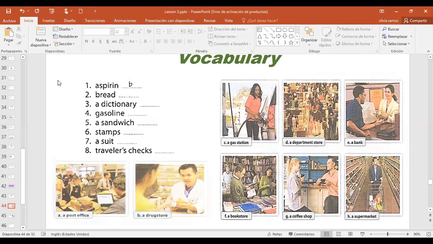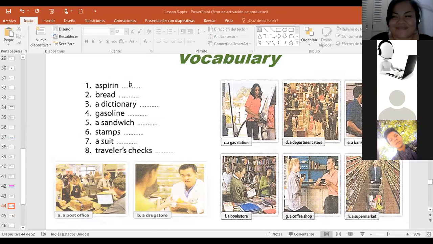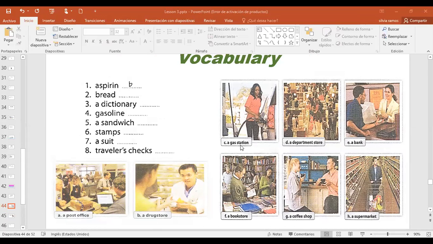Do you have a question? Is it clear? Yes. Are you sure? Yes. What is the pronunciation of number eight, travels or travelers? Travelers, Gabby. Travelers checks. Okay, good. Perfect. Another question?